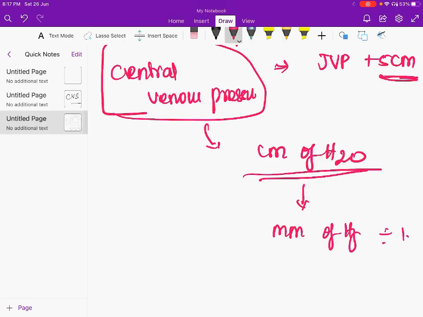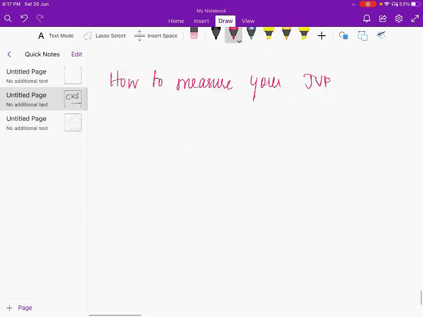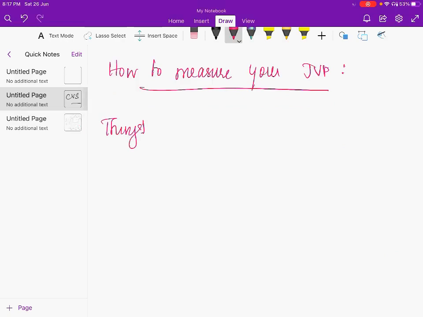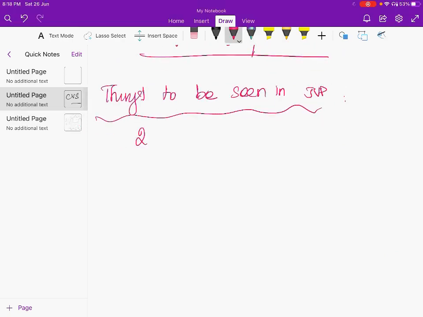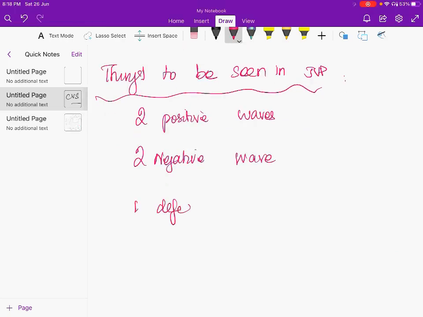So this is how we will measure JVP. So we have measured JVP. Then what are the things we will see? Things to be seen in JVP. So JVP, as I told, will have two positive waves and two negative waves, and one deflection. One deflection is also a positive deflection.